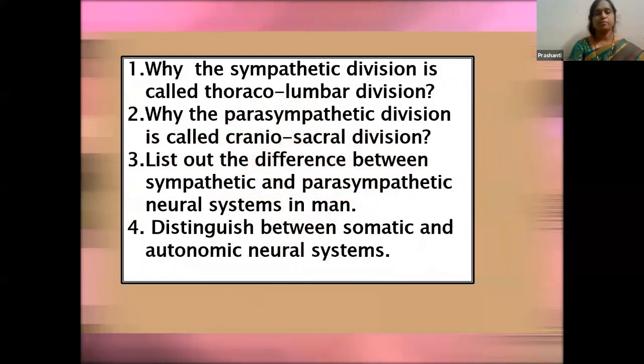Here is a small assignment, children. Why is the sympathetic division called thoracico-lumbar division? Why is the parasympathetic division called craniosacral division? List out the difference between sympathetic and parasympathetic neural systems in man. Distinguish between somatic and autonomic neural systems.